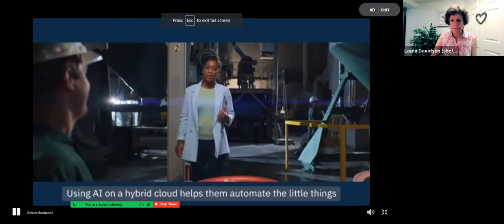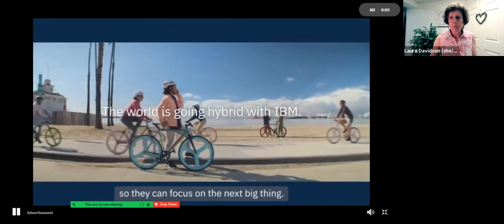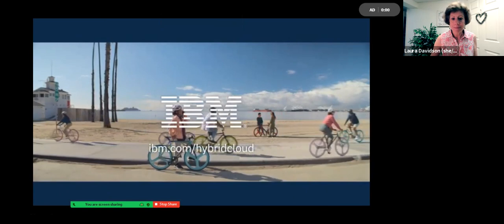Right in. IBM is helping manufacturers do both. Using AI on a hybrid cloud helps them automate the little things so they can focus on the next big thing. Nice work, guys.